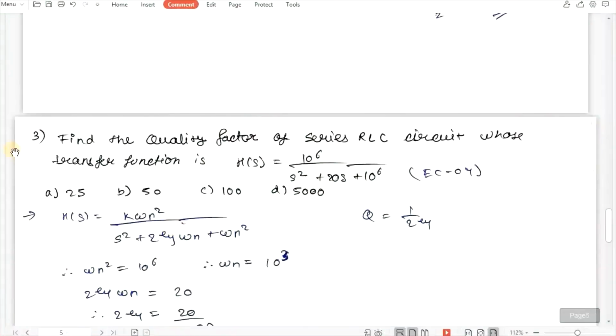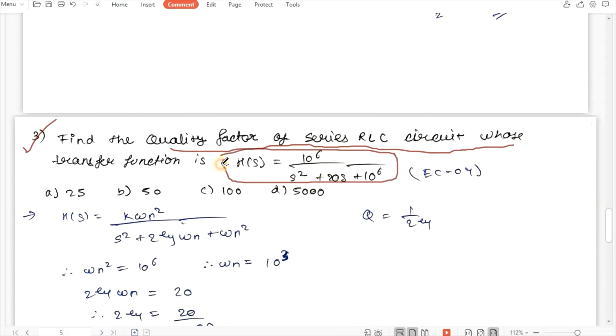Okay, now let's move on to this third question. This is also of quality factor where you have to find out the quality factor of a series RLC circuit, but this time we have a twist. Here, instead of giving the RLC values, we have been given the transfer function. The transfer function is H of s equals 10 raised to 6 upon s square plus 20s plus 10 raised to 6, and this sum is of EC 2004. The options are present here.